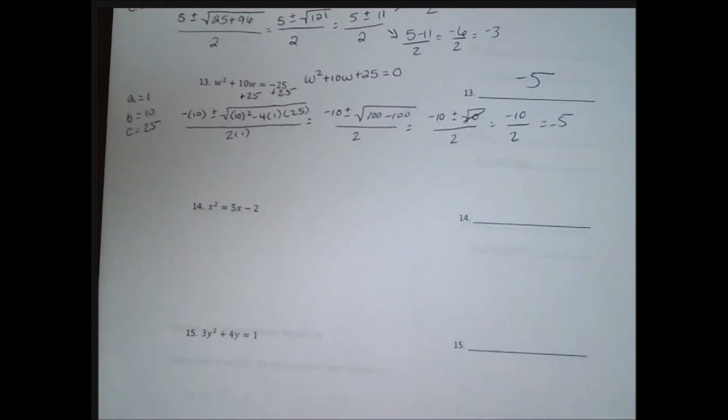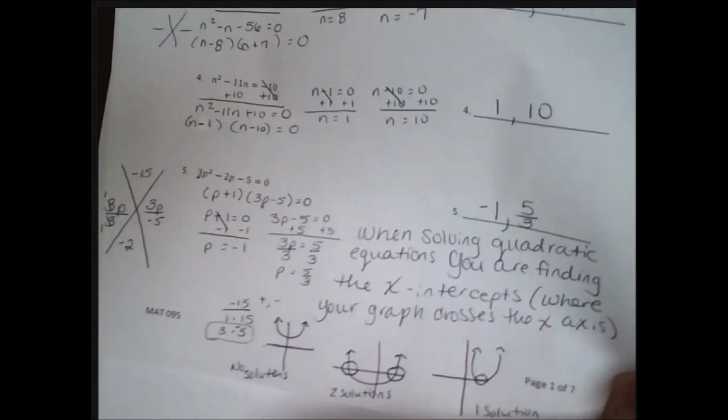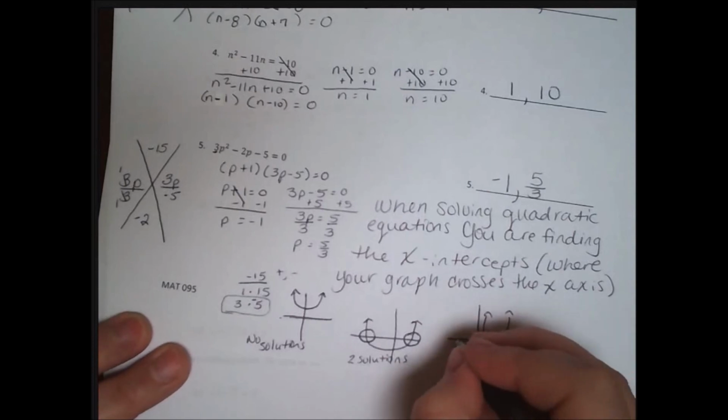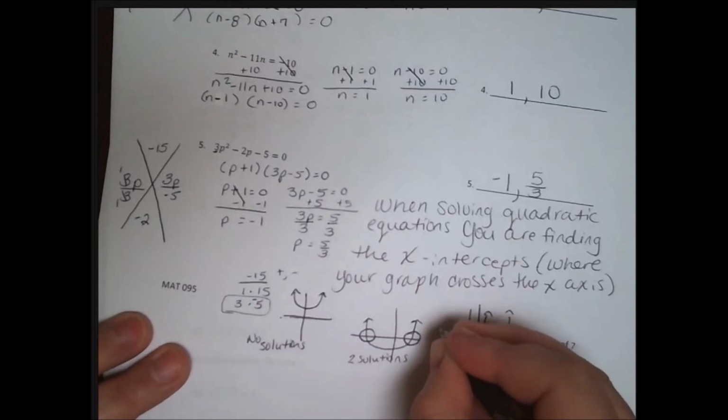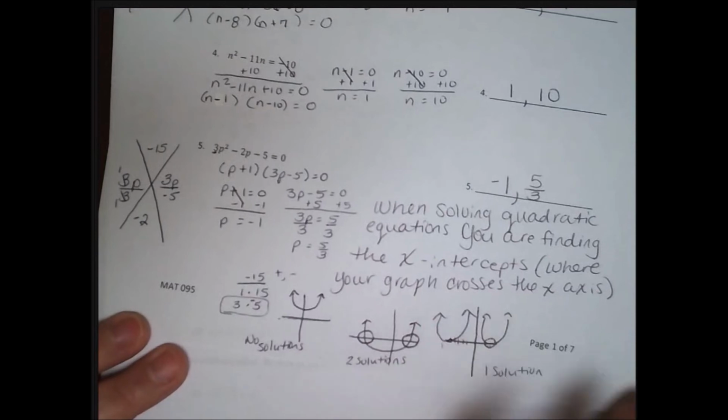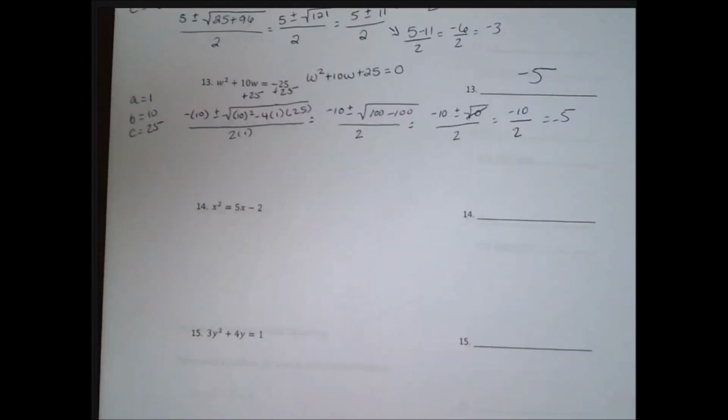Okay, so in this instance, since we only got one solution, that means that that quadratic equation would cross over the x-axis at only one point. And technically, since it crossed over at negative 5, it would actually be here. It would look kind of like that. Okay, that means it only crosses at one point. That's why you only get one solution.